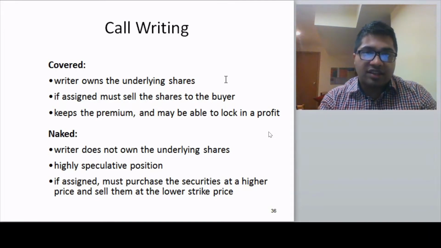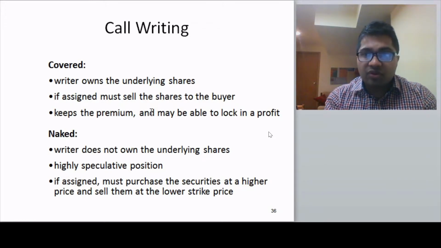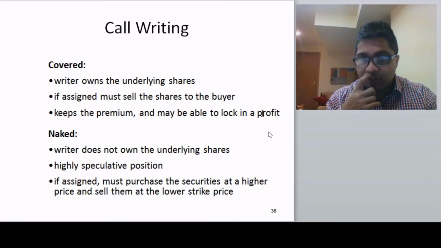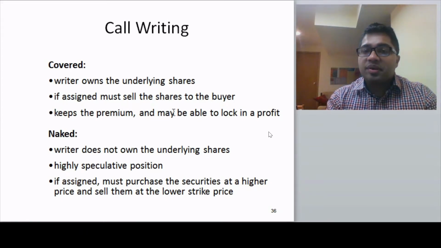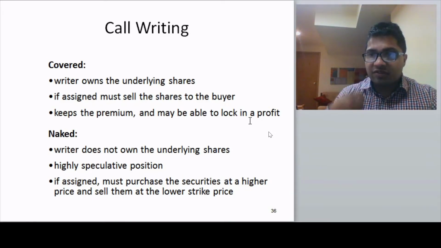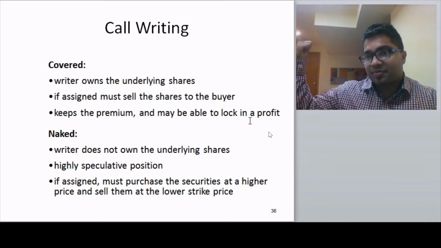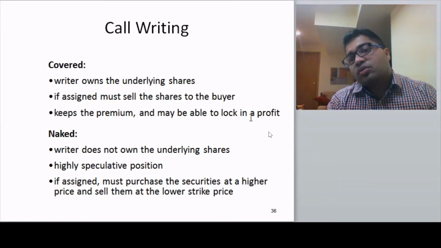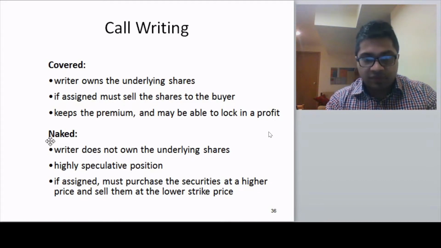The writer owns the underlying share. So if you are assigned, you sell the stock and you give the money to the buyer. You keep the premium if you're not assigned. So if the buyer doesn't execute, you keep the premium. If the buyer executes, you sell your stocks and pay him. So you have less risk. You may be able to lock in your profits.